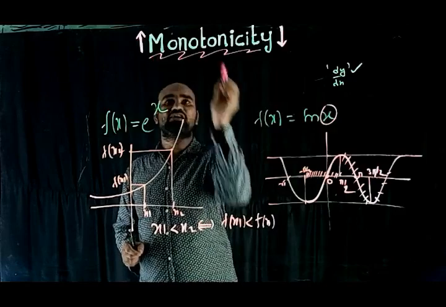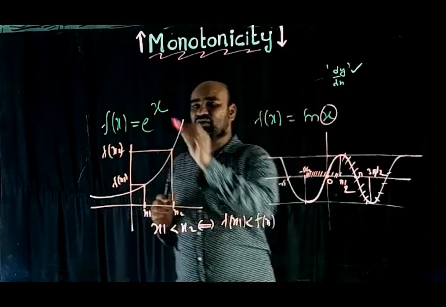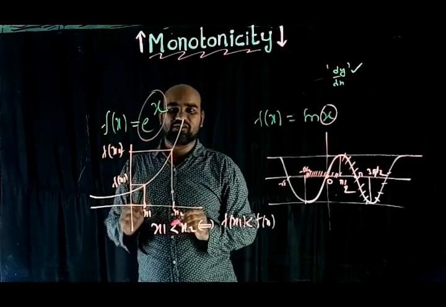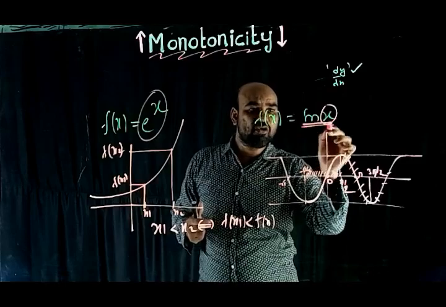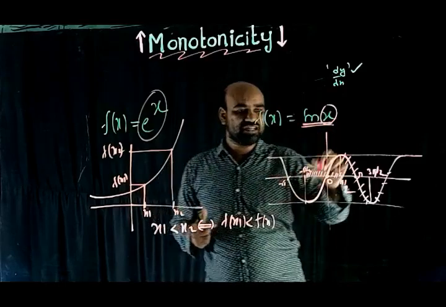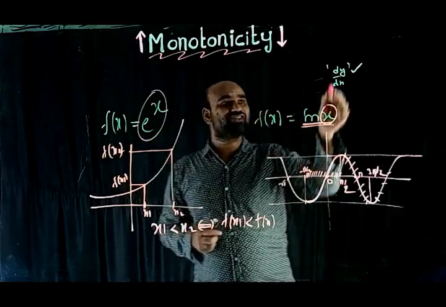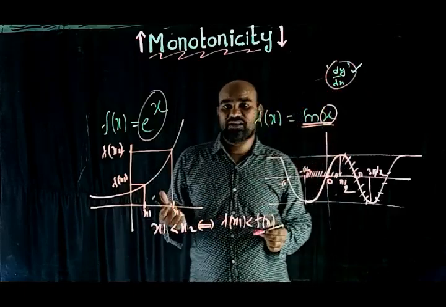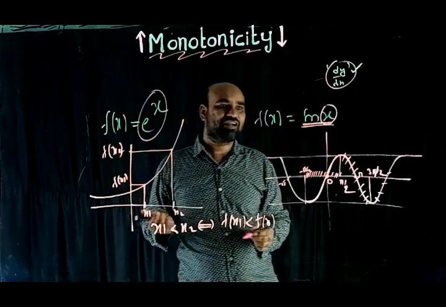Monotonic functions: mono means single, a function having a single nature. For example, the e power x function is called a monotonic function because throughout its domain it is increasing. The sin x function is called a non-monotonic function because in some intervals it is decreasing and in some intervals it is increasing. So by using differentiation, we want to find the nature of the function: in what intervals it increases and in what intervals it decreases.